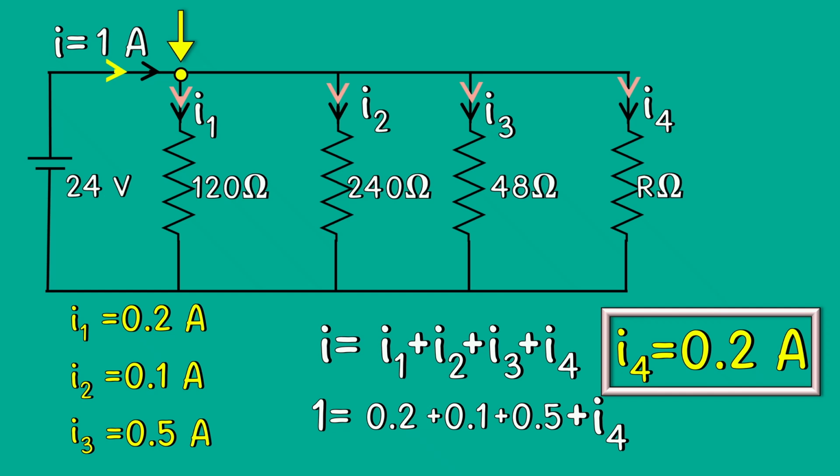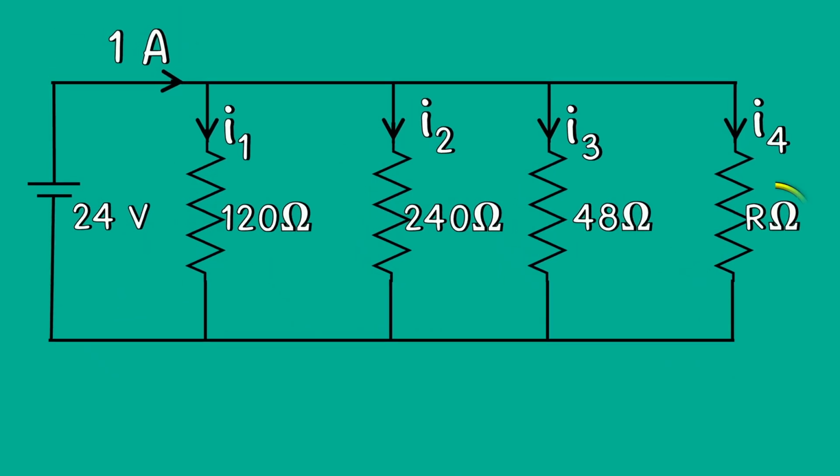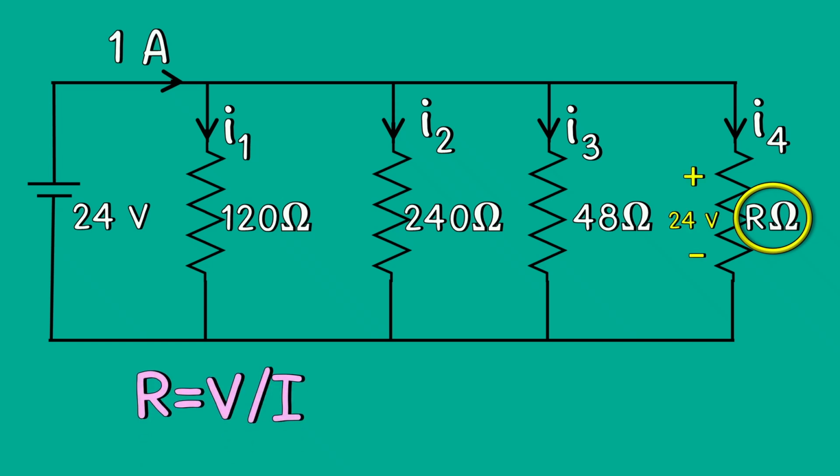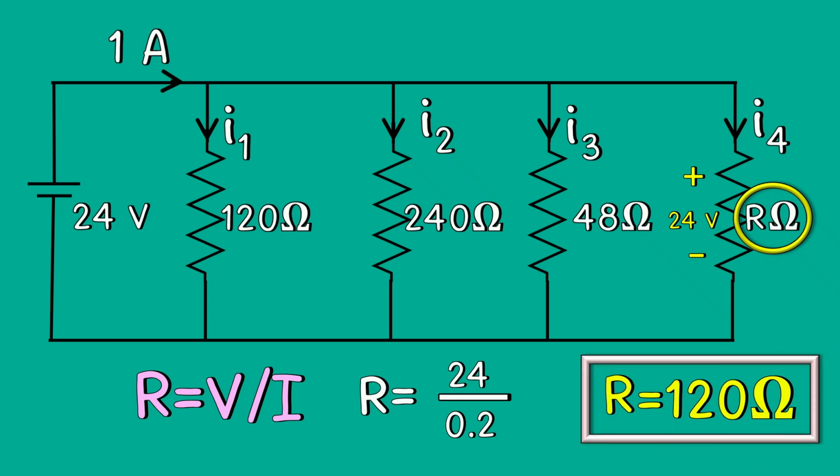to 0.2 amps. Finally, to find the resistance R, note that the voltage across R is 24 volts. Using Ohm's law, R is equal to V divided by I. So, R is equal to 24 divided by 0.2, which equals 120 ohms.